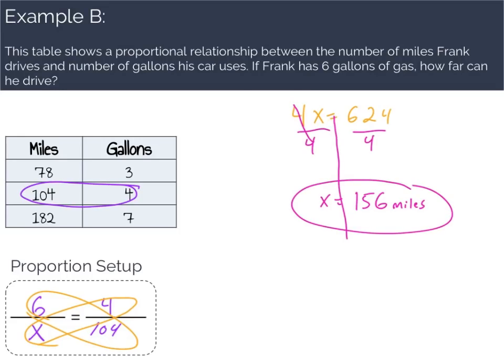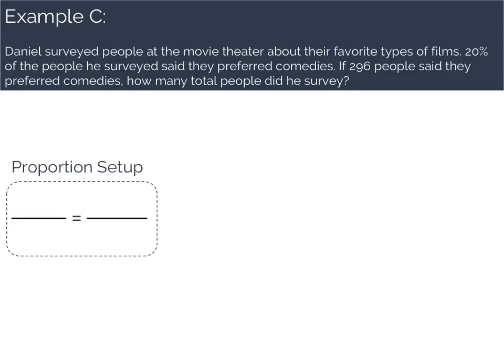Now let's take a look at example C. Here we are in example C, and it says Daniel surveyed people at the movie theater about their favorite types of films. 20% of the people he surveyed said they prefer comedies. If 296 people said they preferred comedies, how many total people did he survey? Again, this is a common thing that movie theaters will do. If they're surveying their patrons, then they know what types of movies people prefer, and those are the types of movies they're more willing to buy and put into their theater.